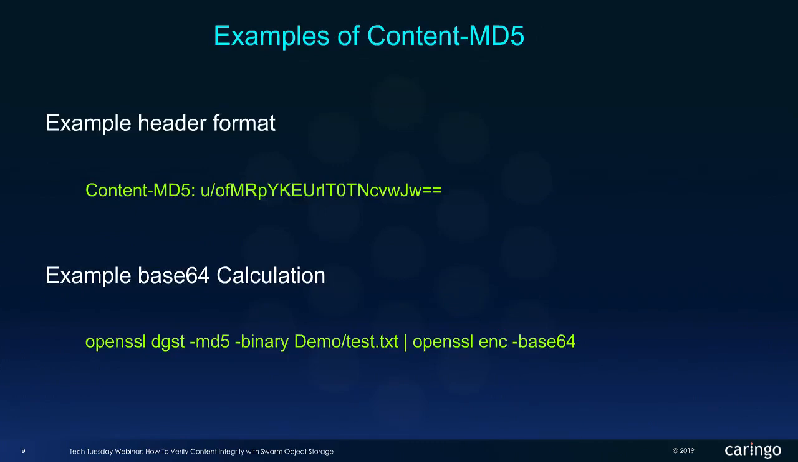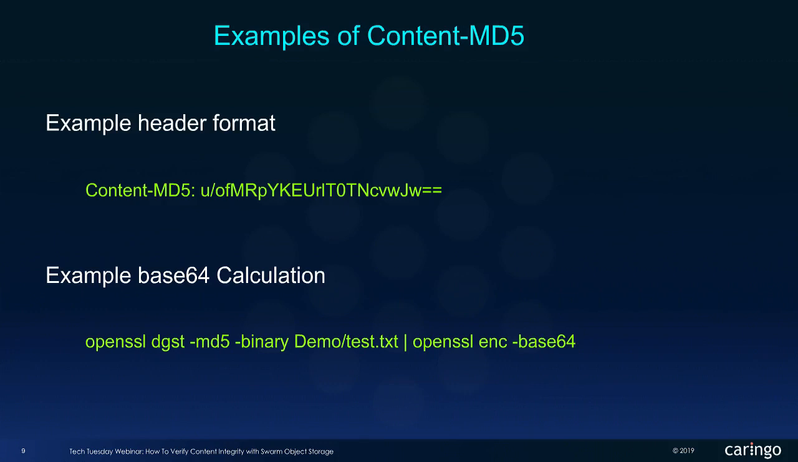Okay, so some examples of what this may look like. An example header for content MD5 would look like this, where you have the key and value. You have content MD5, and then you have the base 64 encoding of the data that's stored in that object of its MD5 sum. And that's what it would look like.